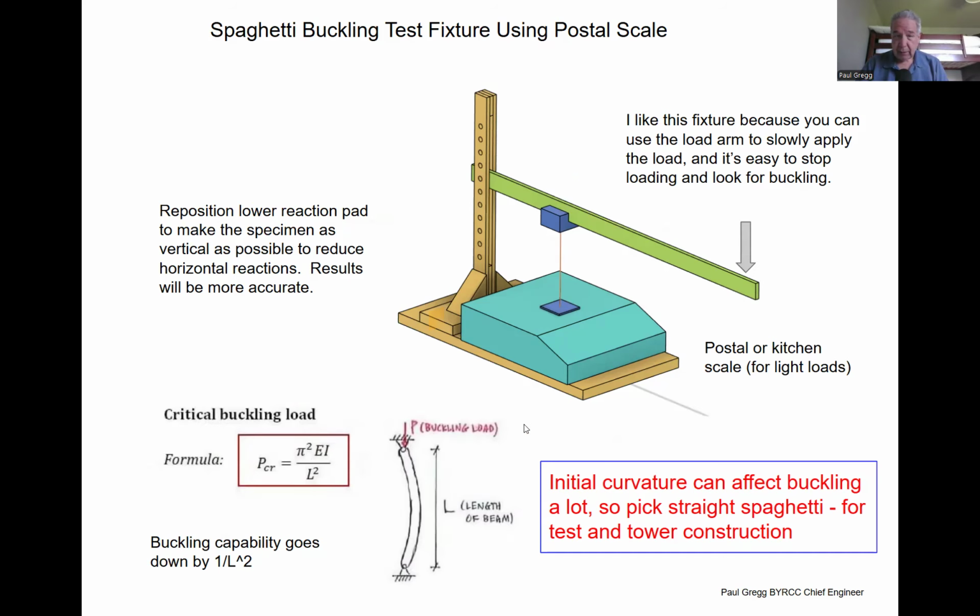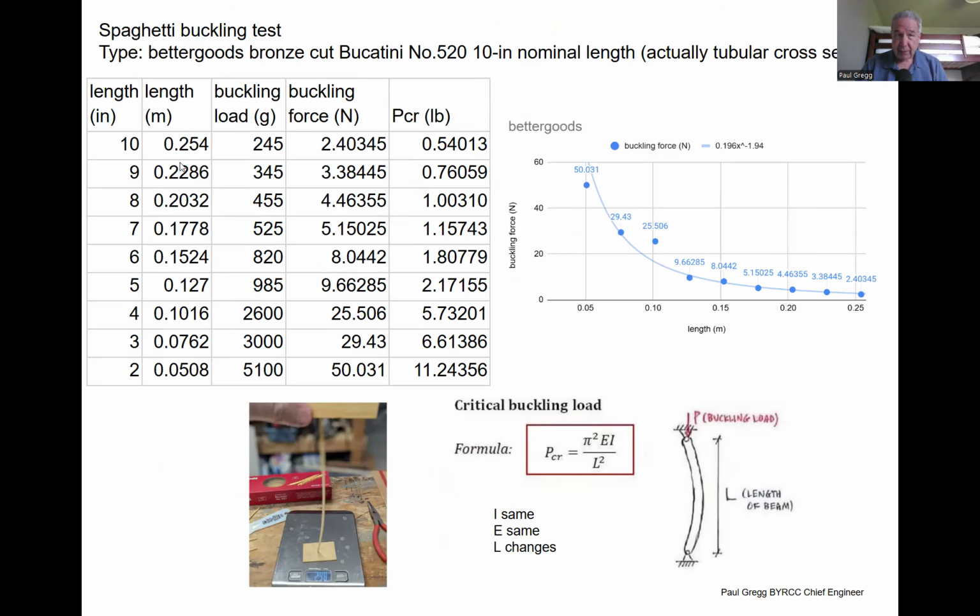So this is my testing, and this is different lengths. Ten inches is how long a piece of spaghetti comes, and so I had a bunch of these, and I cut them off and tested 9 inches, 8 inches, and so on. And you can see that the buckling load in grams goes up quite a bit when you get shorter. And this is a graph of that, and you can see this is not a linear function.